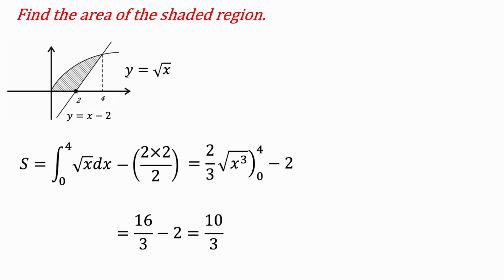After substituting the limits, it becomes 16/3. Then we subtract 2. This gives us the area of that hatched region. Now, let me point out a subtle detail here. Notice that this hatched area is not simply the area between two curves.